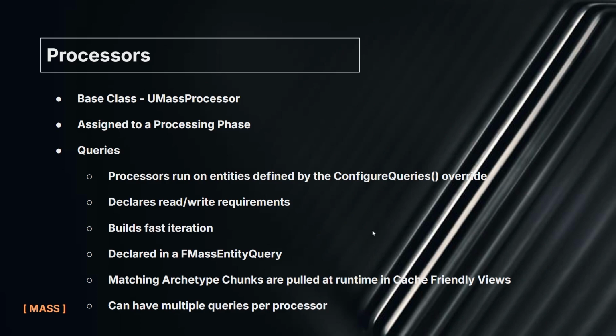So the processors, you just inherit from the mass processor class, and then you override the configure queries and you override the execute functions and you've got a processor, so you can do whatever logic you need to do. And in the configure query, that's where you declare the filtering of what entities you want to process, using the mass entity query, and then that gets pulled in, and you can view that data through something called views, and you can also just access the fragments and process that data.